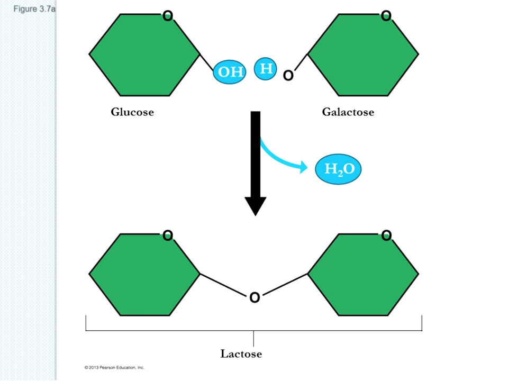So, for example, the disaccharide lactose is made up of these two sugar subunits. So we have an OH on one of them, an H on one of them, and that forms water. This is dehydration synthesis. That's forming a new bond between them, and that's making a disaccharide called lactose.